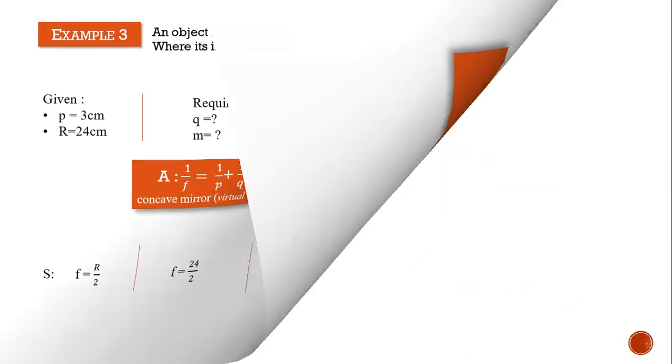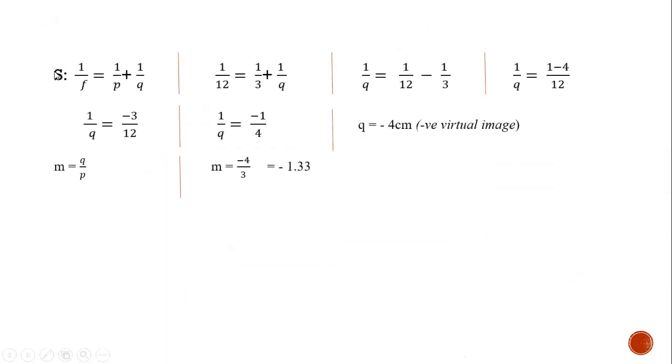So what we are going to do further, solve it. 1 upon f is equal to 1 upon p plus 1 upon q. Already found that f is equal to 10 and p is equal to 3. Isolating 1 upon q on one side, taking up the LCM, then solving, then cross multiplying them, cancelling them first. 3 ones are 3, 3 fours are 12. Cancelling them, I will get that image distance is minus 4 centimeter.